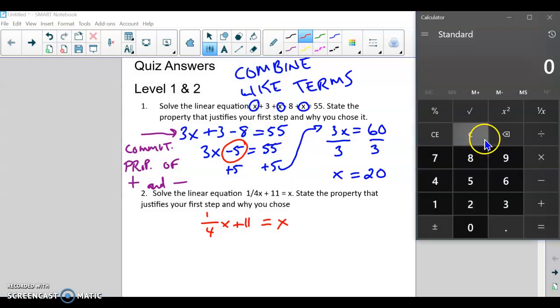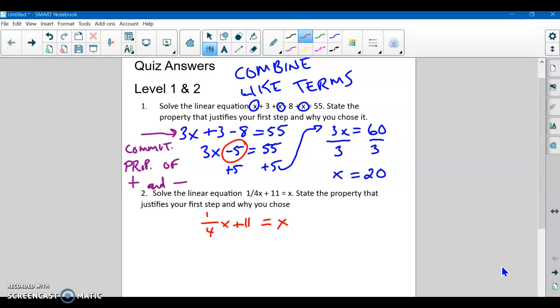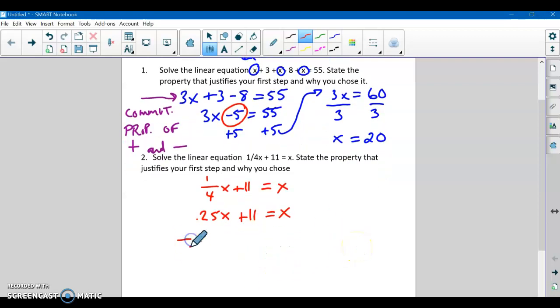So the way you do that is you're going to take this fraction, and a fraction is basically just a division problem. So we're going to do 1 divided by 4 to get 0.25. So now instead of working with the number 1/4, we're going to work with the number 0.25. So I've got 0.25x plus 11 equals x. So what we need to do now is subtract 0.25x from both sides.